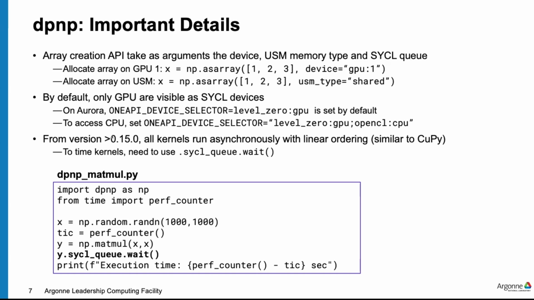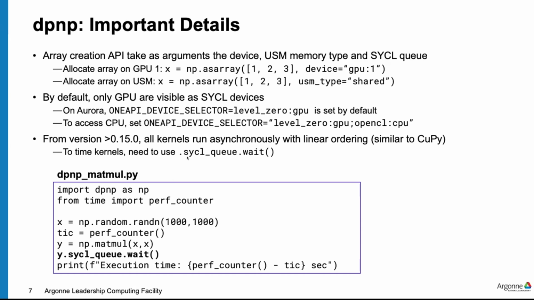And then lastly, an important detail to keep in mind is that from version 0.15.0, so this includes what is available on Aurora today, DPNP kernels are all launched asynchronously with linear ordering, which means that one is launched right after the other in the same sequence that you have in your code. And this is also similar to CuPy, so it should be familiar if you're coming from NVIDIA GPUs. But what this means is that when you're trying to time kernels, you need to make sure that you're waiting for the kernel to actually finish. Otherwise, you are probably just measuring the kernel launch time.